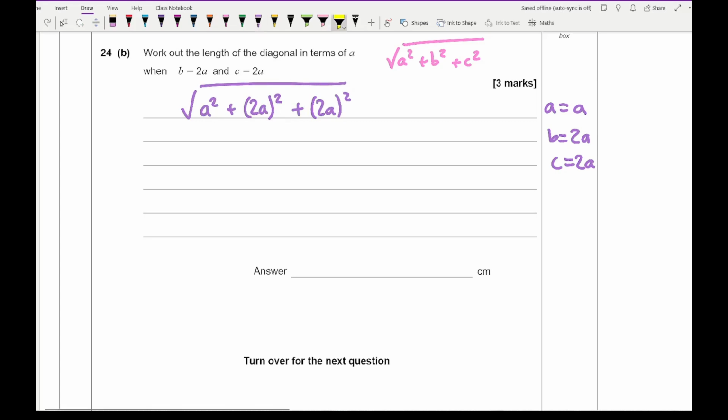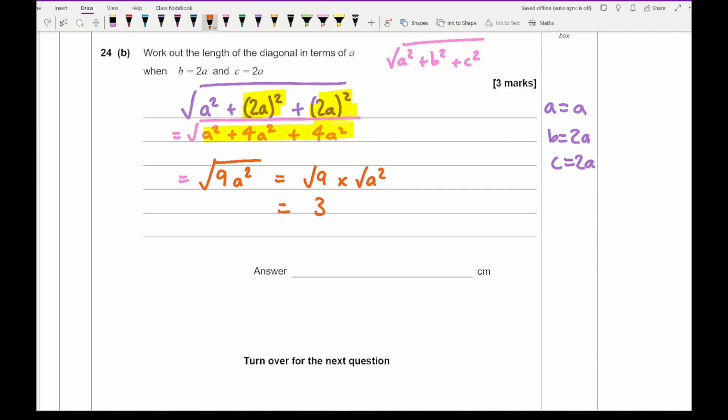Now if I simplify these, in which I need to square all the things inside the brackets, I end up with a squared plus 2 squared is 4, a squared is a squared, and the same for the next one. That's all square rooted. So collecting the like terms, I end up with the square root of 9a squared. Now that is the same as root 9 times root a squared. Root 9 is 3. The square root of a squared, the root and the square cancel out, so I'm just left with a. So the answer then is 3a.